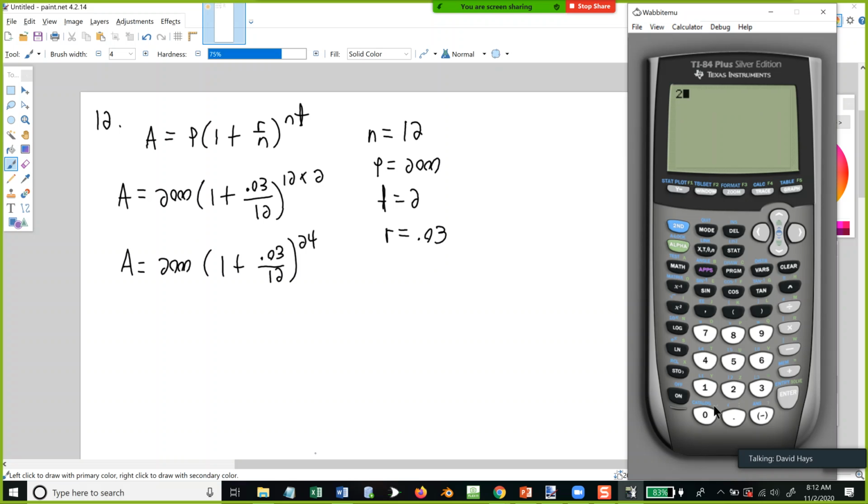So I got 2,000, beginning parentheses, 1 plus 0.03 divided by 12, close parentheses, caret 24. And then enter. And now it would give us our answer. So 2,123.51.